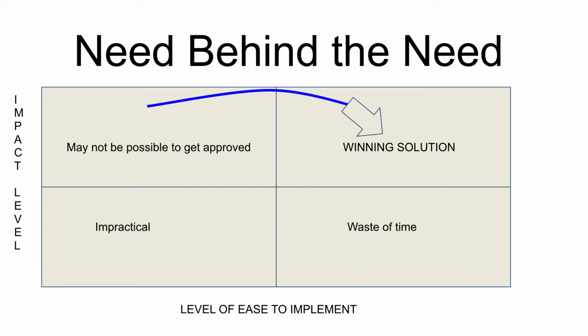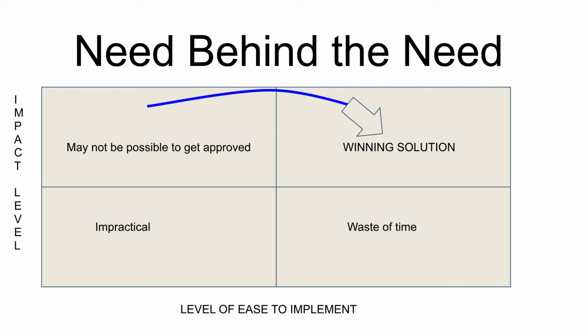The level of ease goes from, on the far left, low level of ease, very difficult to implement, to the far right, very easy to implement, and the impact level goes from low to high. In the 4 quadrants, there are things that are impractical if they're hard to implement, no impact, a waste of time if they're easy to implement but low impact. If they're high impact but hard to implement, may not be possible to get them approved.